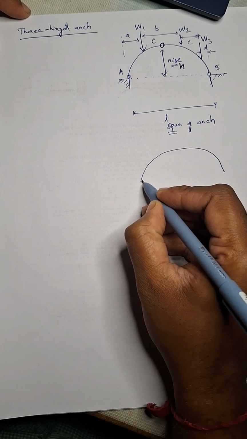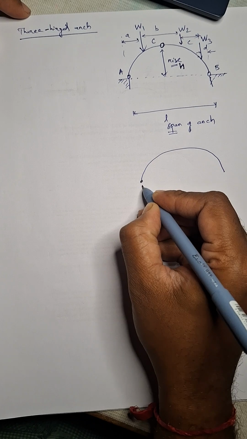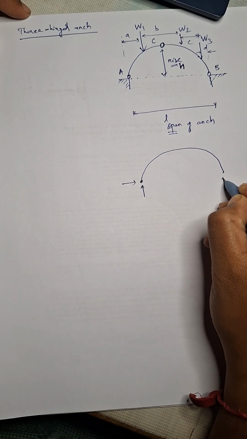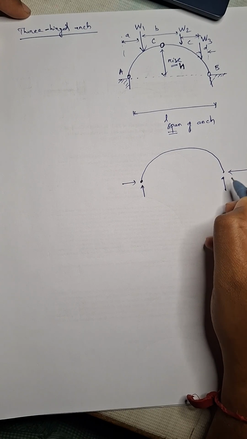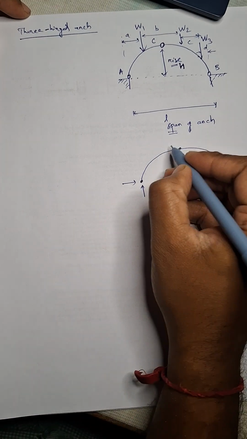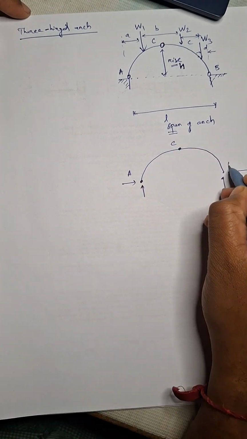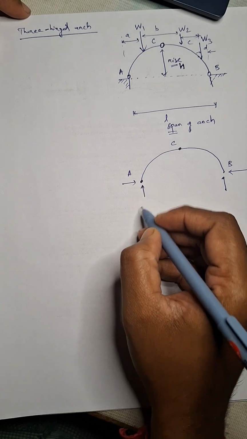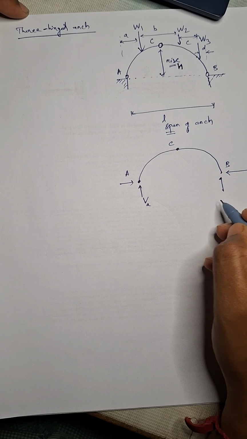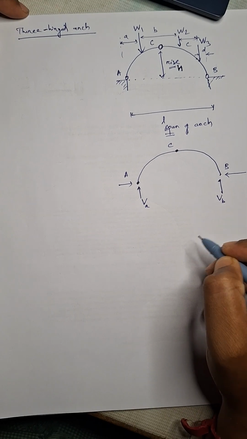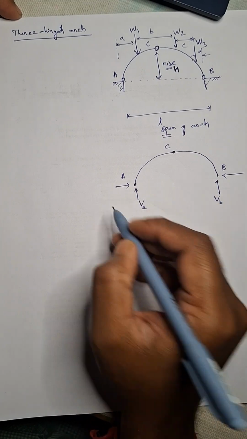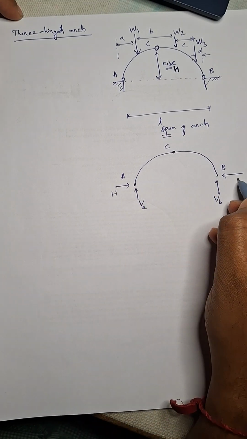Here there will be two reactions, one vertical reaction and one horizontal reaction. Here also one vertical reaction and one horizontal reaction, and there is a hinge at point C. This is point C, this is point A, this is point B. At A, let's consider the vertical reaction is VA and the reaction at B is VB. Let's consider the horizontal reactions H and H, they will be the same.